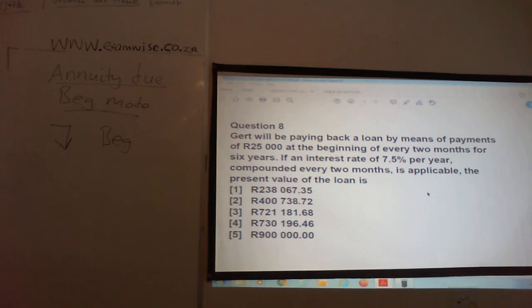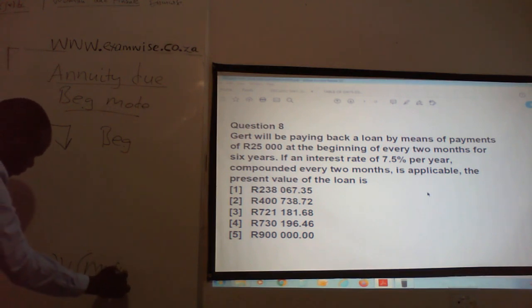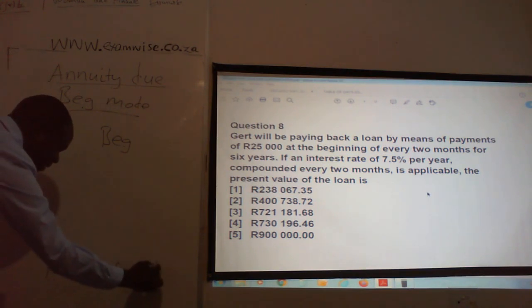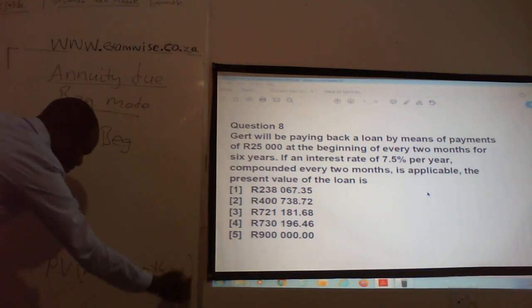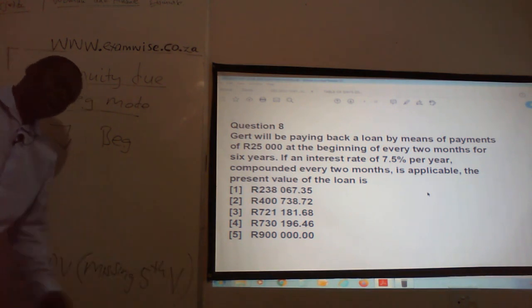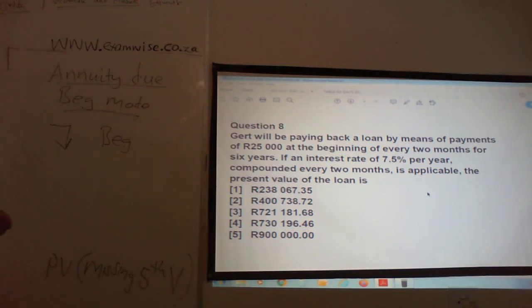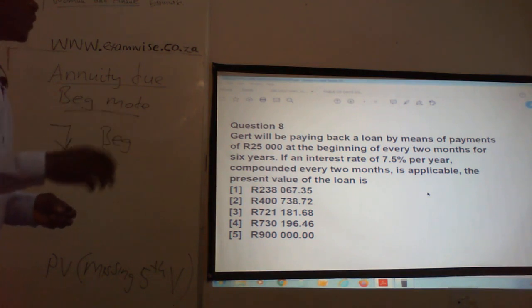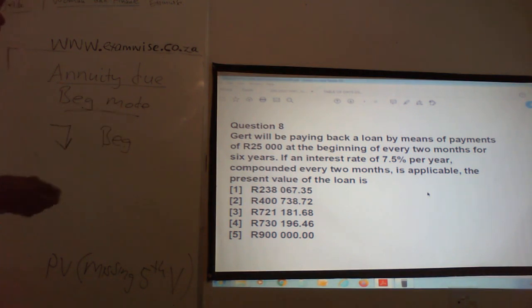So here we leave space, and then here we have present value as our missing variable. Let me use V for variable. So our present value is our missing variable. So let us now go back to determine our variables.